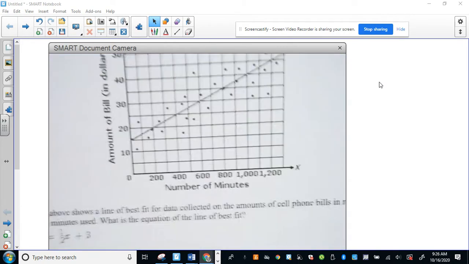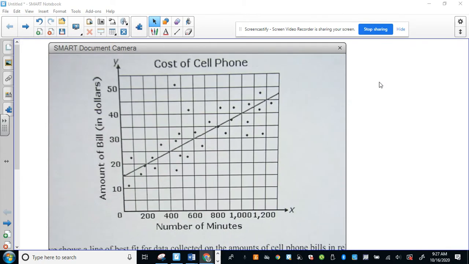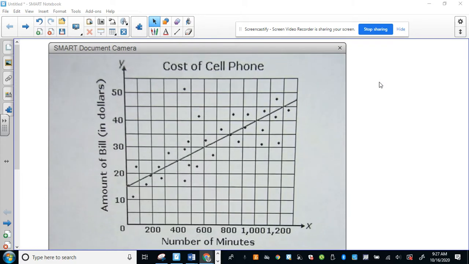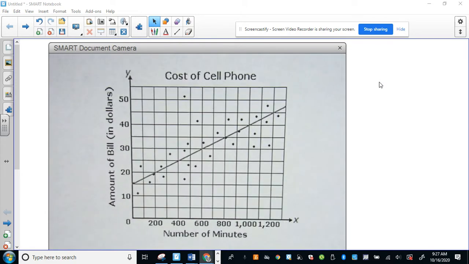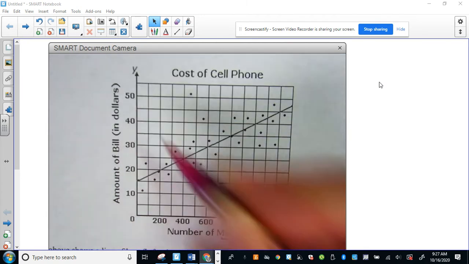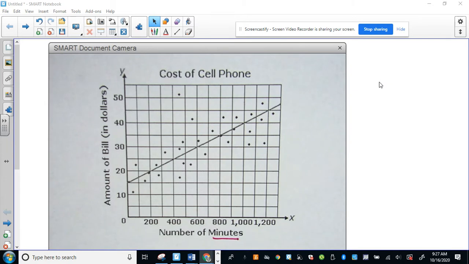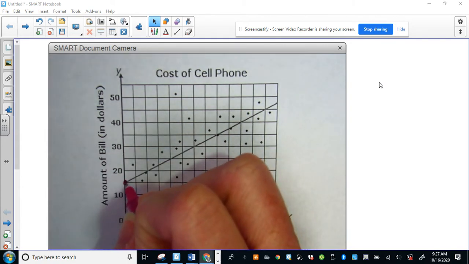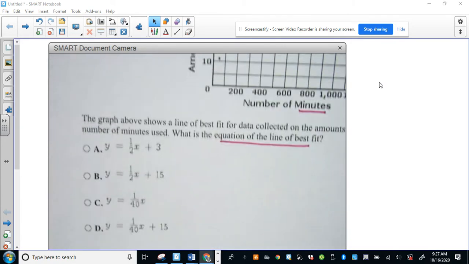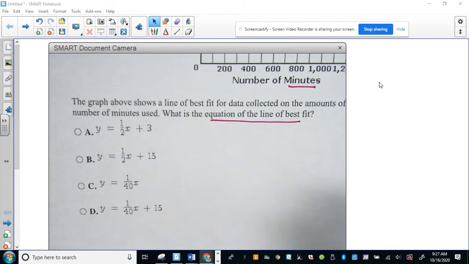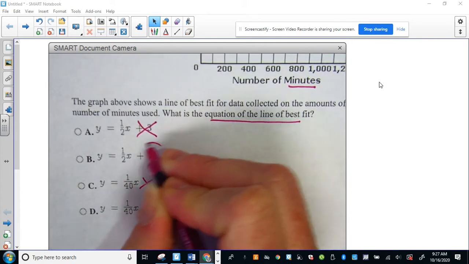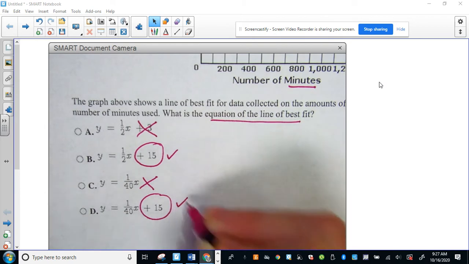Number 5, cost of a cell phone bill based on your number of minutes. And this is not a flat rate, obviously. The more minutes you used, then the more your bill's going up in the amount of dollars. So they're trying to find the equation of the line of best fit. So let's first look for our y-intercept. It's the first thing we can look for. It's at 15. So if you look at your answer choices, let's get rid of this one and get rid of this one. These two are good options because they both cross the y-axis at 15.